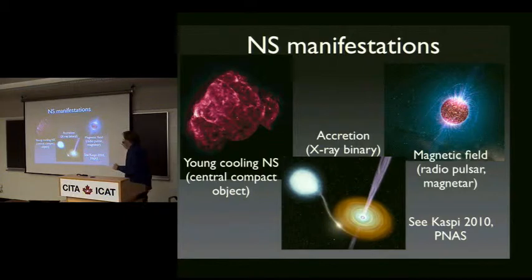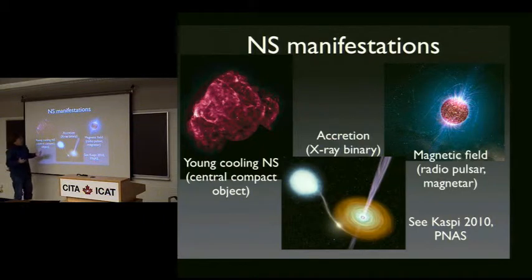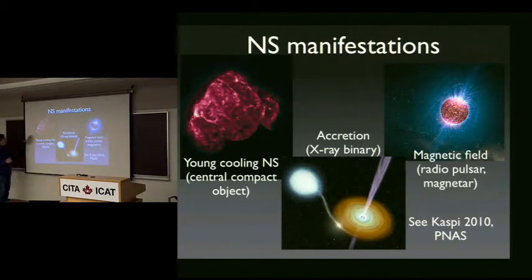So we see neutron stars in a number of different manifestations. The ones which are by far the most numerous and probably the most anticipated of them altogether are those where we're seeing some manifestation of the behavior of the magnetic field of the neutron star, including the radio pulsars and the magnetars. And I'm actually not going to talk about those so much in this talk. I'm going to talk about the other two.